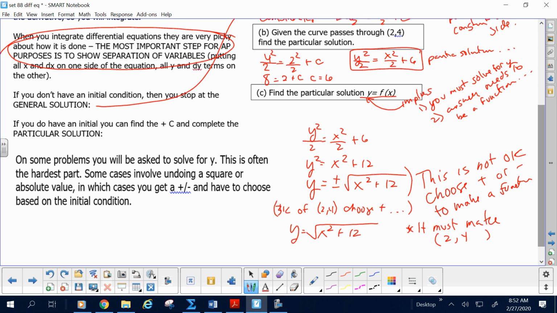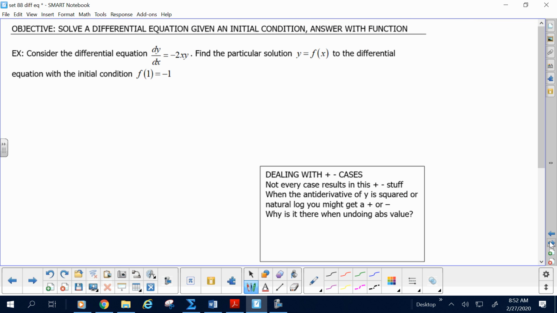Is this making sense so far? Any questions? Excellent. Let's try another one then.